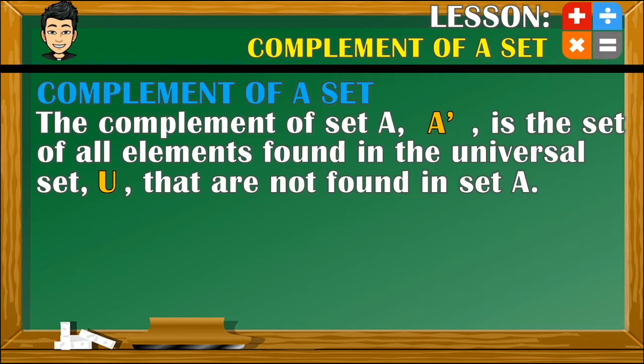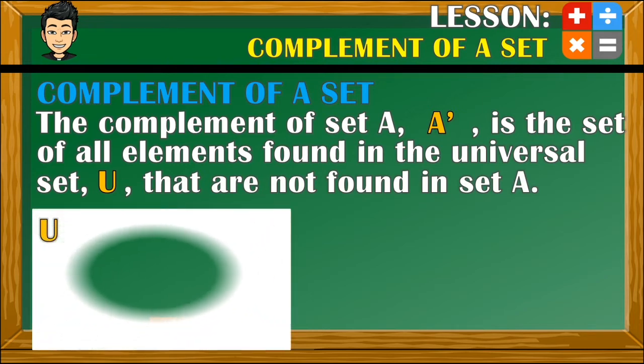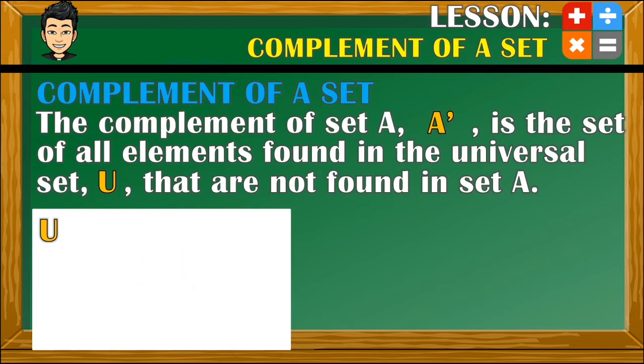Usually in sets, a universal set is represented by a rectangle, and the sets themselves are represented by circles. In this illustration, the shaded part is what we call the complement of set A. Again, these are the elements that are not found in set A but can be found in the universal set.